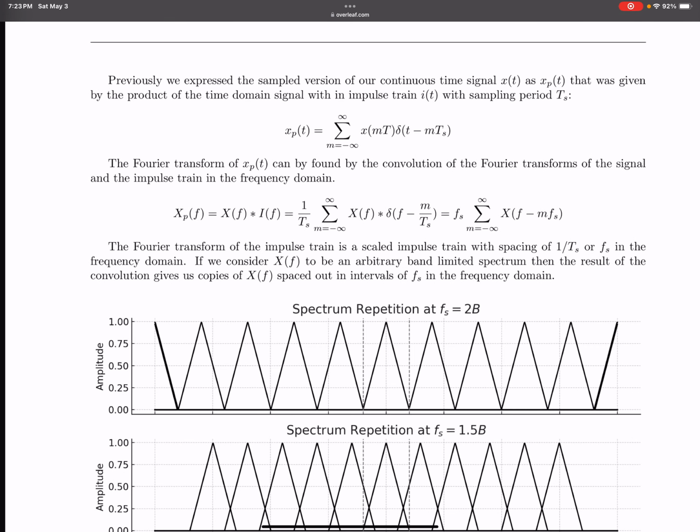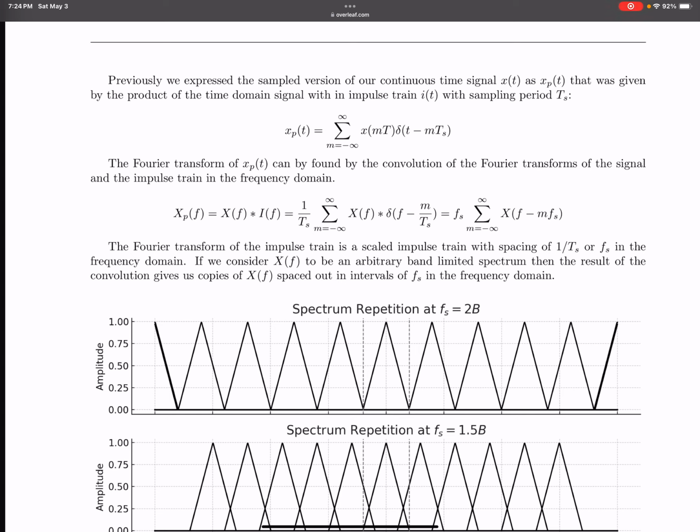Previously we expressed the sampled version of our continuous time signal x(t) as xp(t), given by the product of the time domain signal with the impulse train i(t), with sampling period Ts. But now let's look at the Fourier transform of xp(t). It can be found by the convolution of the Fourier transforms of the signal and the impulse train in the frequency domain, because multiplying two signals in the time domain corresponds to convolution in the frequency domain.